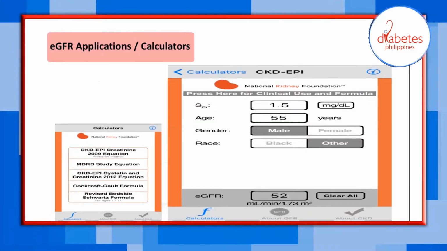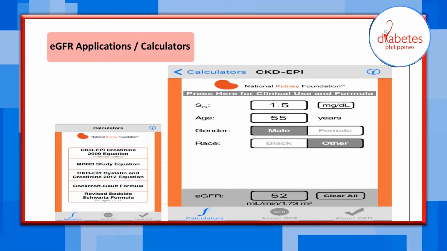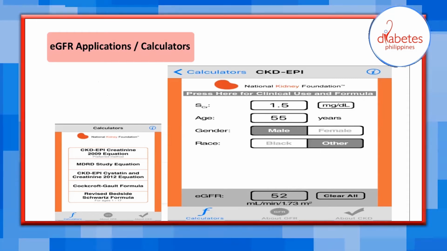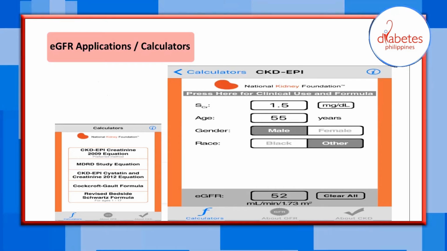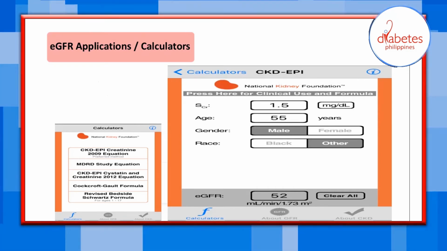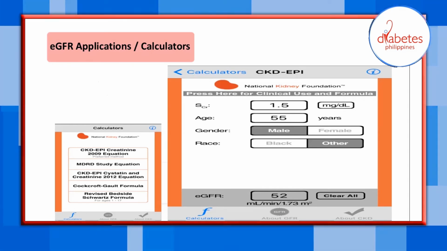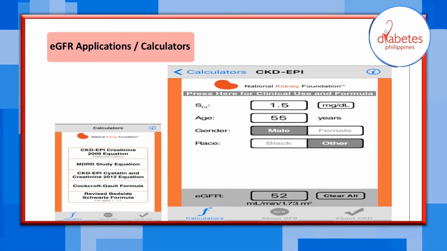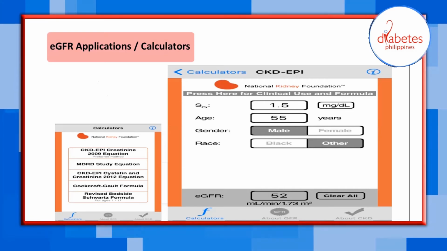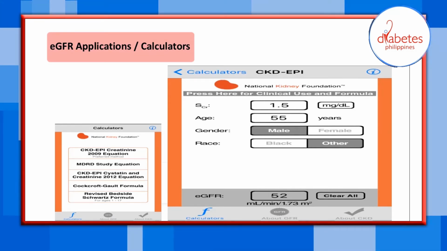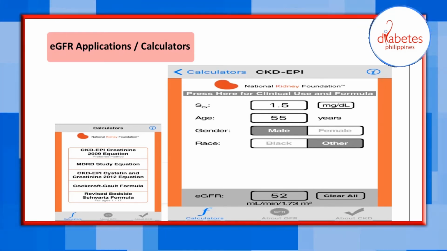So in clinical practice, GFR is estimated using equations. And the equations that are available are your CKD-EPI creatinine equation, your MDRD study equation, and your Cockcroft-Gault formulation. What we use in our clinical practice is your CKD-EPI. It was developed in 2009 by the Chronic Kidney Disease Epidemiology Collaboration and is the recommended method for estimating eGFR. So it estimates your glomerular filtration rate based on the serum creatinine, the age, the sex, and the race.